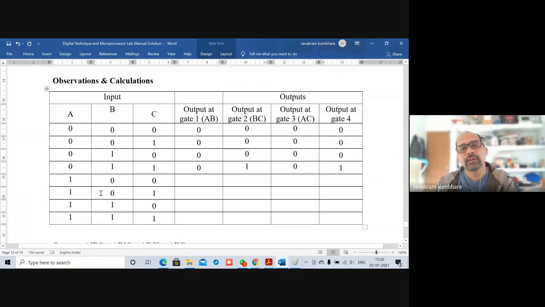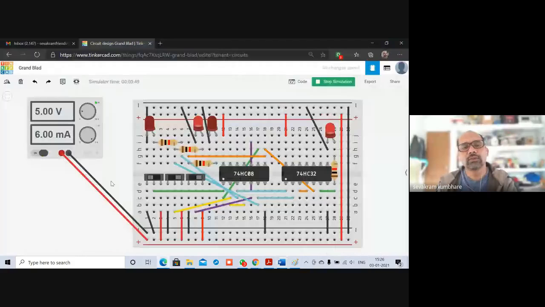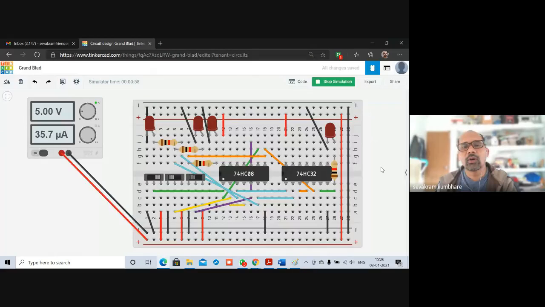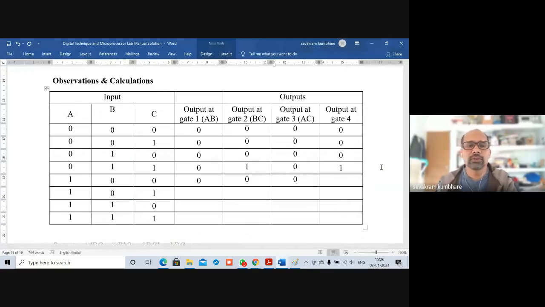Next combination is 1 0 0, means A is 1, others are 0. Okay, what is the LED status? Off. All off. So this is 0 0 0 0.